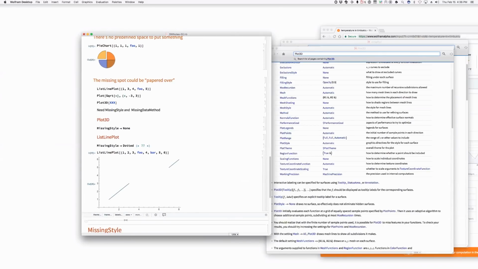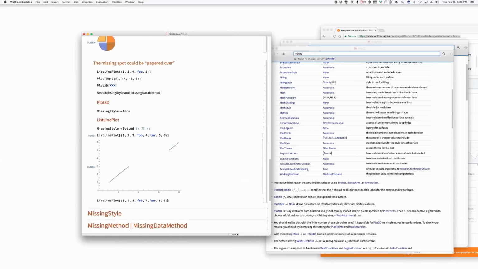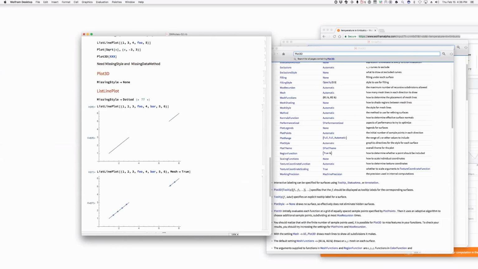Okay, let's take a look. Well, mesh arrow true, right? No, why doesn't that do it? That seems like a bug. Try mesh goes to all. Oh, I see. That's right. Okay, yeah, that's an interesting case.